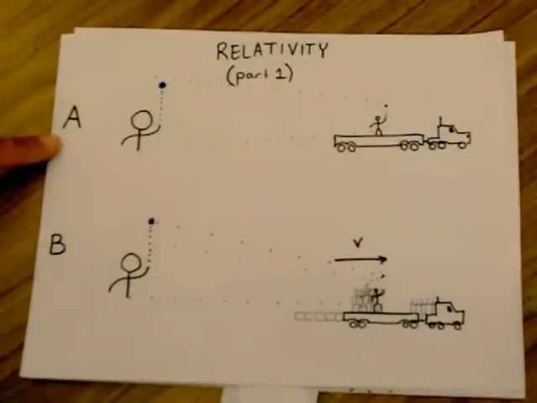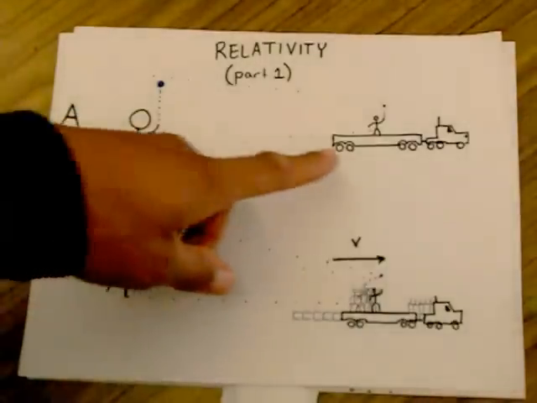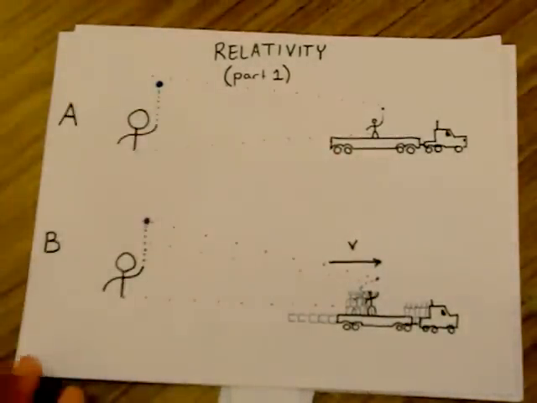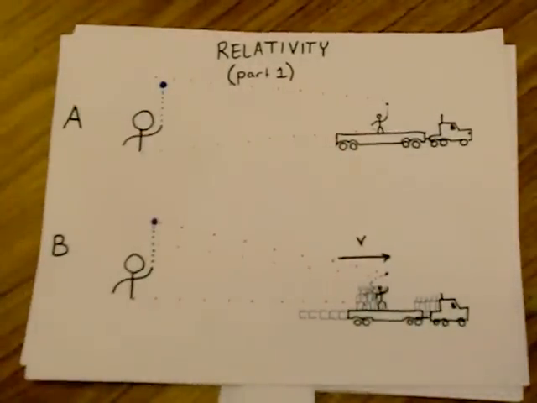Here's situation A. There's a gentleman on a flatbed truck, it's not moving, and he throws a ball up and down. Now, from his perspective, that ball goes up and back down, and it follows the laws of physics as we know them.